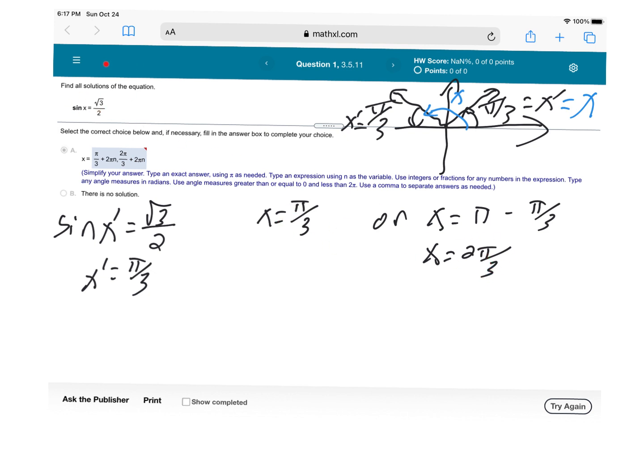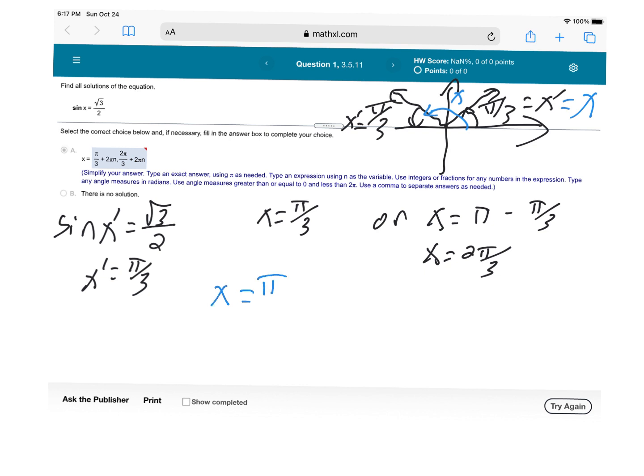Well, they want all solutions. And if you know the graph of the sine curve from last chapter, it just goes on up and down forever. And so there's actually infinitely many solutions. So if you add 2 n pi to each of these, then you get all solutions, because it has a period of 2 pi.